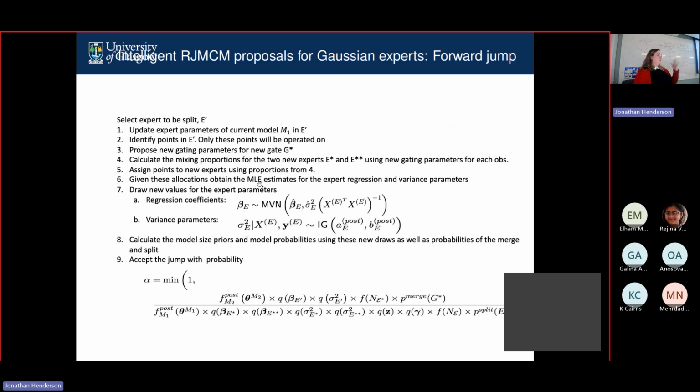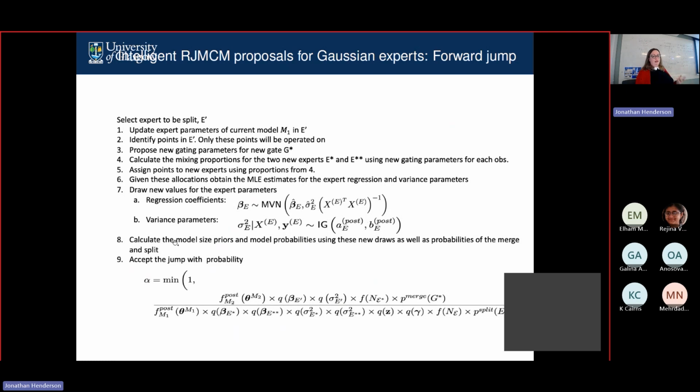Given those allocations, we find the maximum likelihood estimates, weighted, for the expert regression and variance parameters to give us nice proposals for those parameters, because we don't have any previous ones to work from. So that's coming back to the iteratively weighted least squares approach. In our Gaussian case, that's just going to look like this. We have our best guess, our maximum likelihood estimate, beta hat, and then we have our variance-covariance matrix, which looks pretty familiar. And a similar thing for the inverse gamma here. We have particular posteriors because of the conjugacy. So we propose new betas from that. So now we have our new expert parameters.